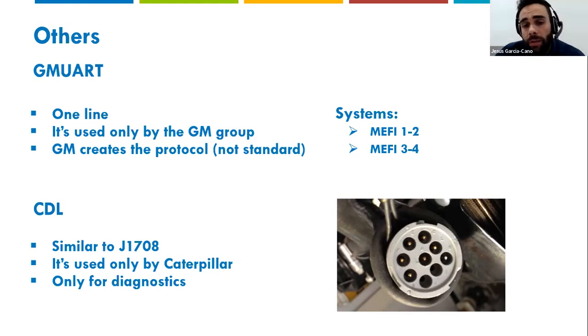The systems that use this protocol are MEFI 1, 2, MEFI 3, 4. Remember, the newer ones, MEFI 5, 6, and 7, use J1939. And the last one, for me another important protocol, is CDL, similar to J1708. It's used only by Caterpillar. CDL means Caterpillar Data Link. It's only for diagnostics, not for shared communication.